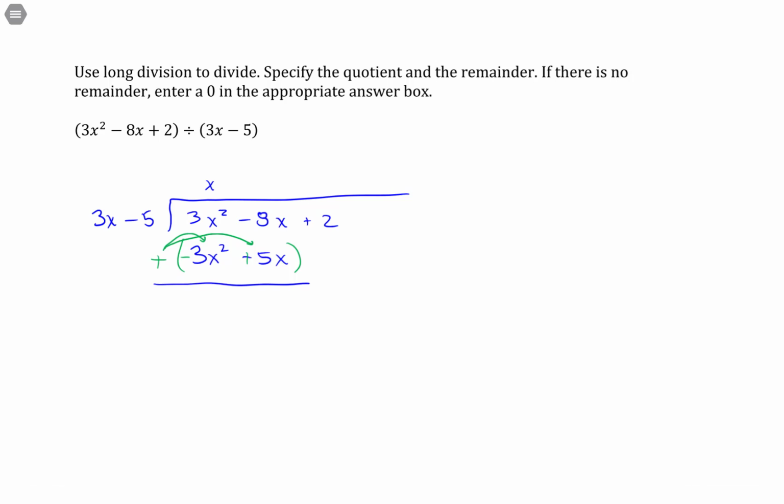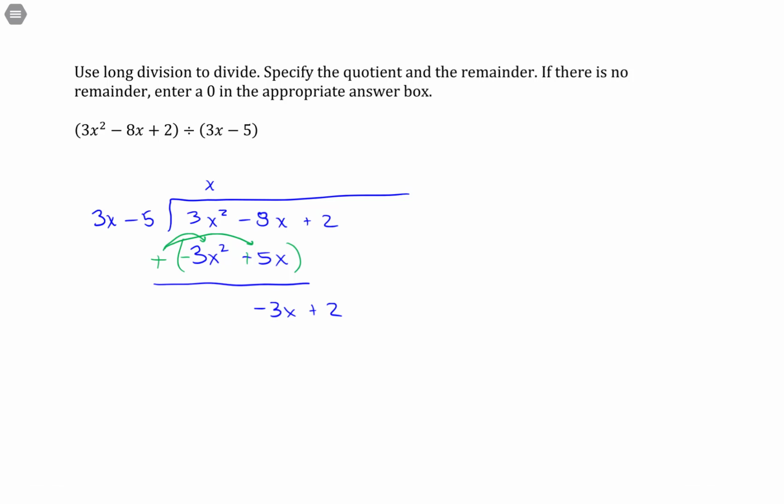And that's important because now 3x squared minus 3x squared cancels, and that's what we wanted. That's why we chose this multiplier of x, so that this would cancel. Now negative 8x plus 5x gives me negative 3x, and I can bring down the next term.